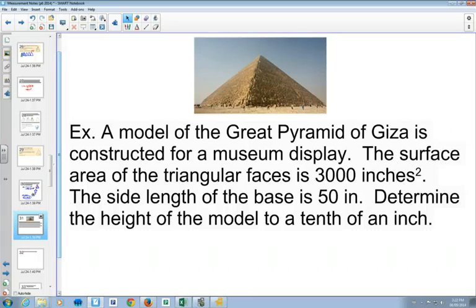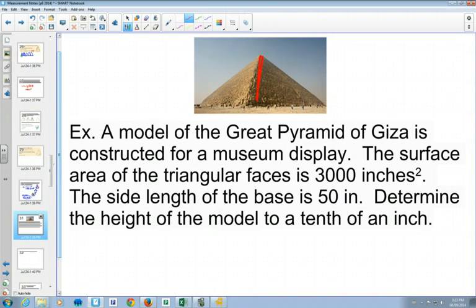So we know the base of one of those triangles. We know that the surface area of all the triangles, or the lateral area, is 3,000. And we want to find the height of the model. So in other words, how much it is here, straight down to the center.